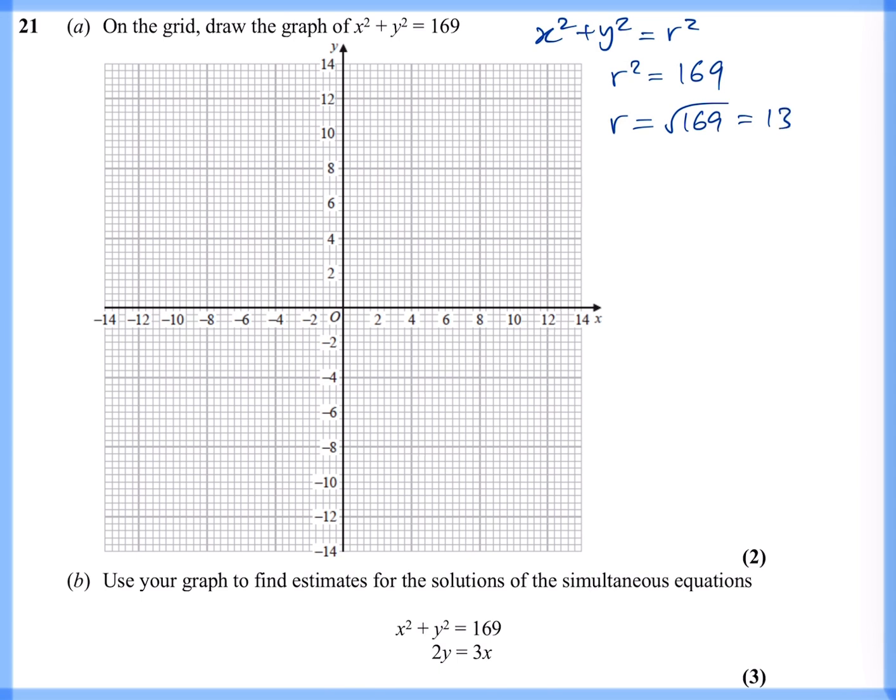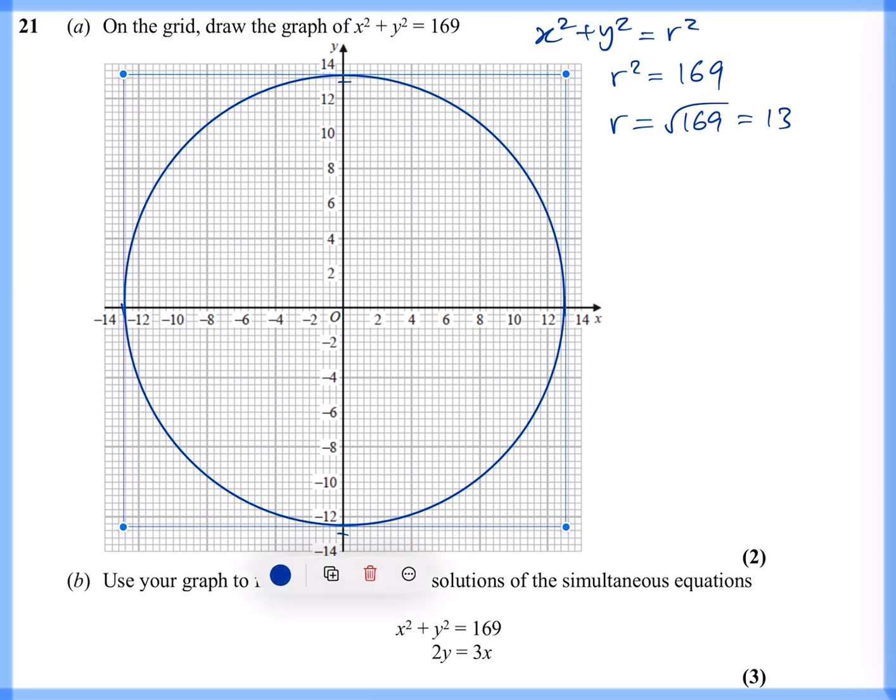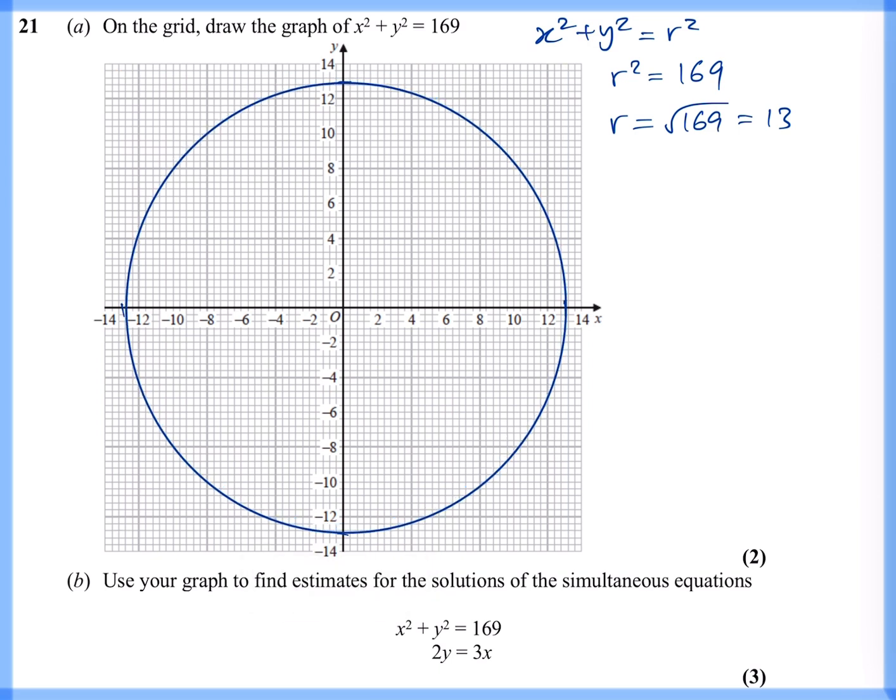So if I go ahead and draw that, that means my circle is going to be crossing both axes at 13 and negative 13. Drawing a smooth curve through. Something like that.